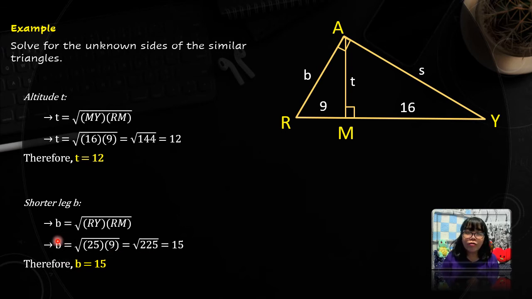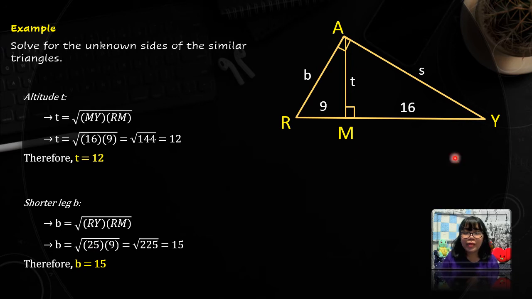So in order for us to get the value of B, we need to get the principal square root of 225. And the principal square root of 225 is 15. So therefore, B here, or the shorter leg of our triangle, is equal to 15.